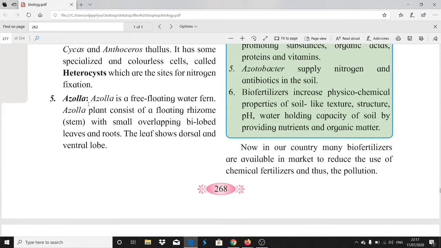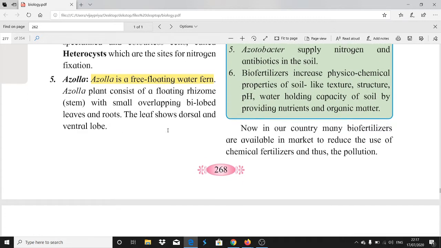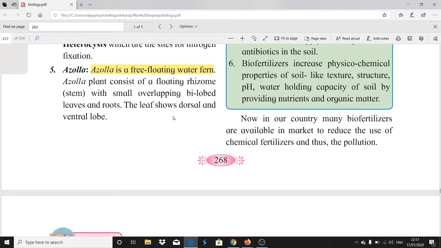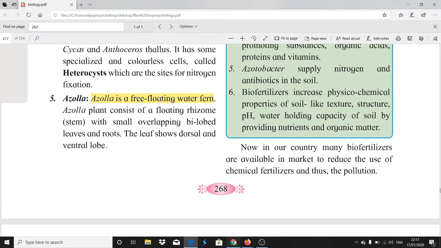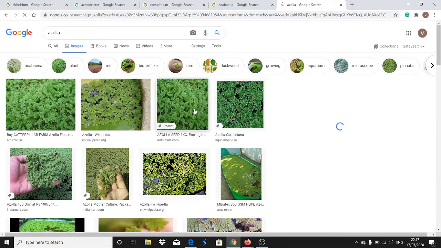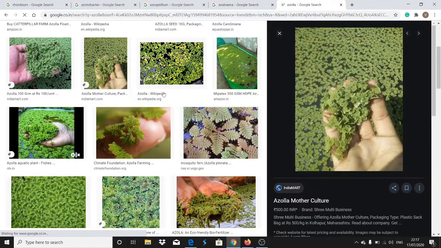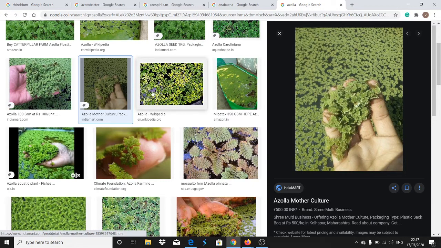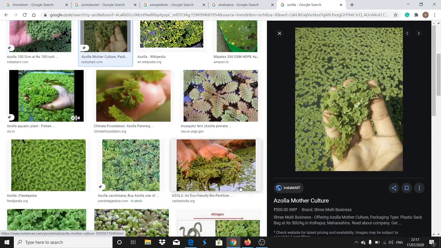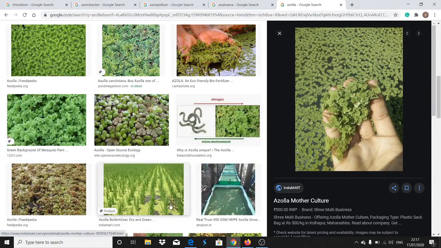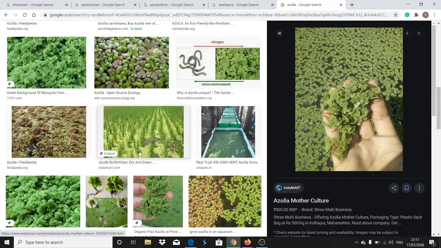The next is Azolla. Azolla is a free floating water fern. It's another kind of species. The Azolla plant consists of a floating rhizome stem with small overlapping bilobed leaves and roots. The leaf shows dorsal and ventral lobes. So you can observe how the Azolla floats on the water. See, this is the structure of Azolla. You can observe how it floats on the water surface.